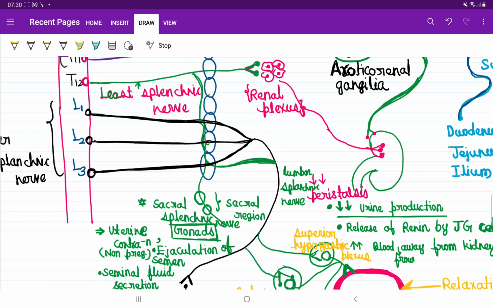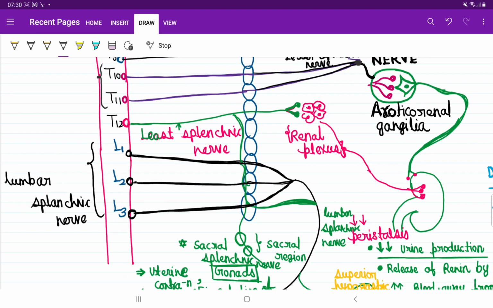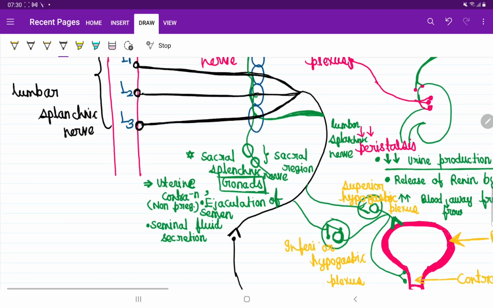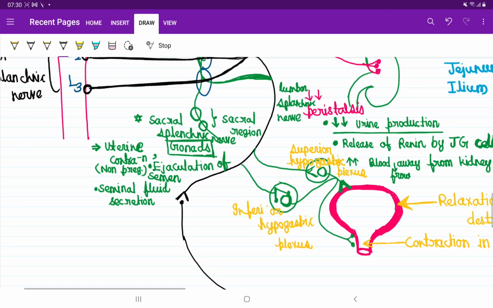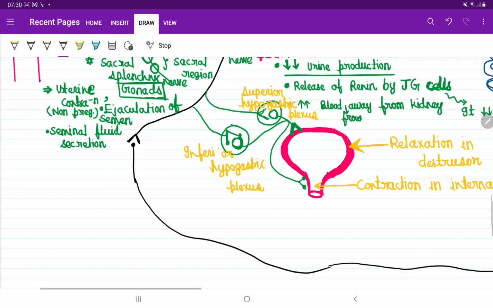Then L1, L2, L3 together form one nerve, which is called the lumbar splanchnic nerve. This lumbar splanchnic nerve supplies the urinary bladder. In the urinary bladder, they form two plexuses: one is the superior hypogastric plexus, and another is the inferior hypogastric plexus. These plexuses act on the urinary bladder.